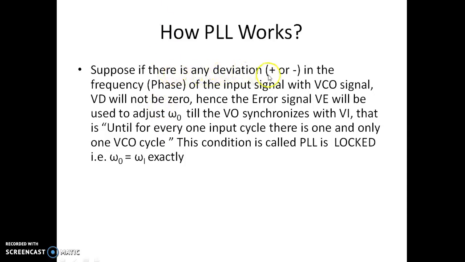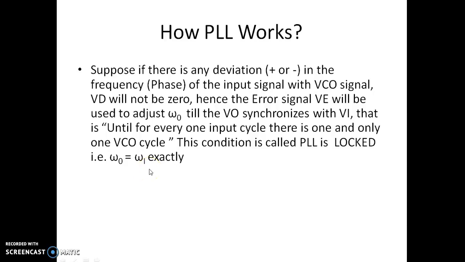Suppose there is any variation, either plus or minus, in the frequency or the phase of the input signal with respect to the VCO signal, then VD will not be 0. Hence the error signal VE will be used to adjust omega naught till V naught synchronizes with VI. That is, until for every one input cycle, there is one and only one VCO cycle. So this condition is called PLL is locked, that is V naught is equal to VI.